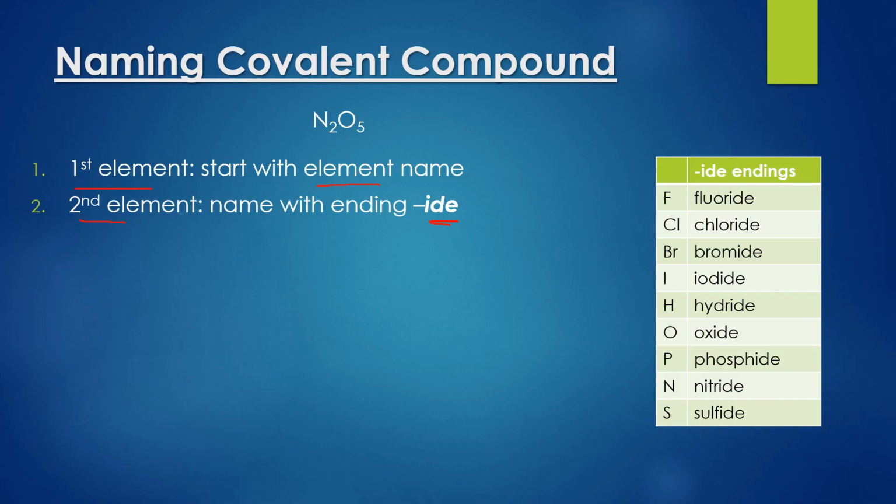Now this table off to the right is going to be helpful. It's showing the most common nonmetals and what their IDE forms look like. So fluoride, chloride, bromide, iodide, those are pretty straightforward. The ones people usually get confused are hydrogen, right? Hydrogen becomes hydride, not hydrogenide. Oxygen becomes oxide. Phosphorus becomes phosphide. Nitrogen, nitride. And then sulfur, sulfide.